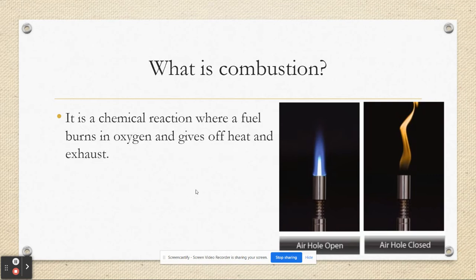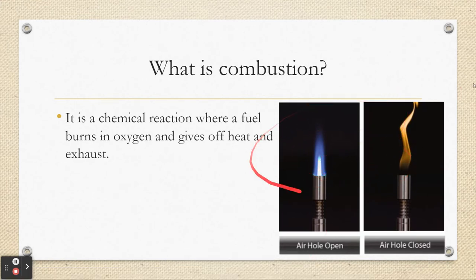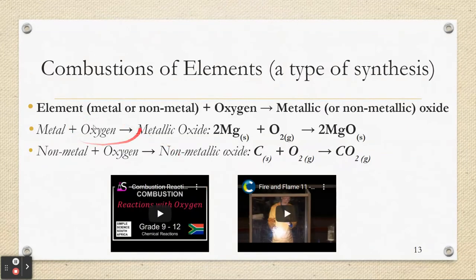it will release heat. And oftentimes you see that heat released with flames, not all the time. So one type of combustion you might see is an element reacting with oxygen. So this is actually another type of synthesis reaction. When you think about it, if you have metal and oxygen reacting, it'll make a metal oxide. If you have a non-metal and oxygen reacting, it'll make a non-metal oxide. So even though this is really just synthesis, it is also a combustion. It's combustion of a specific element.